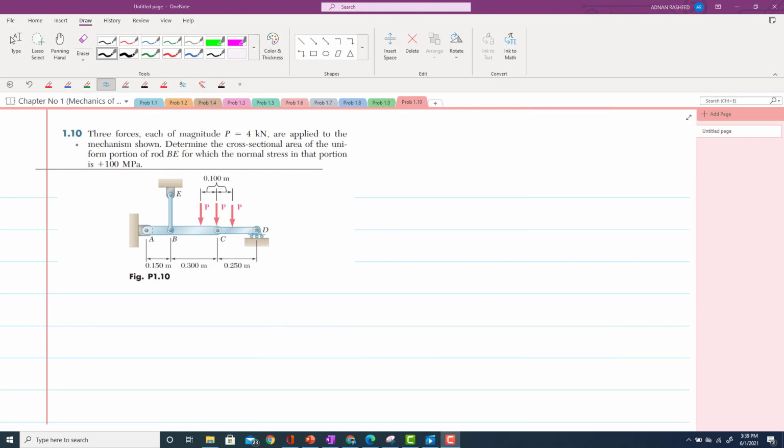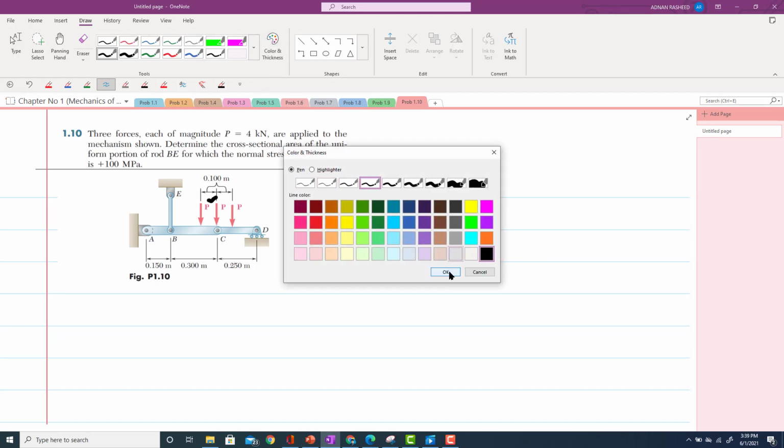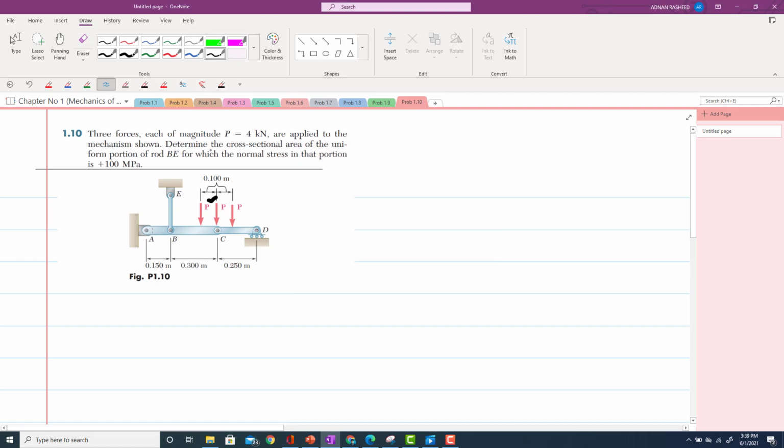Let's start with problem 1.10. The statement of question is that three forces each of magnitude P is equal to 4 kilonewton are applied to the mechanism shown. So this is the mechanism that is shown below, and these are the three forces of each magnitude P that is applied over the mechanism. So determine the cross-sectional area of the uniform portion of rod BE. So this is the rod BE for which the normal stress in that portion is 100 megapascal.